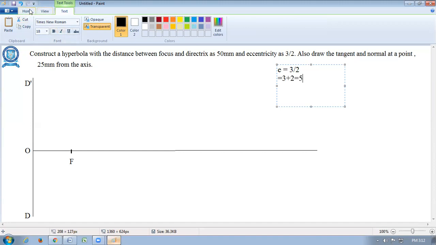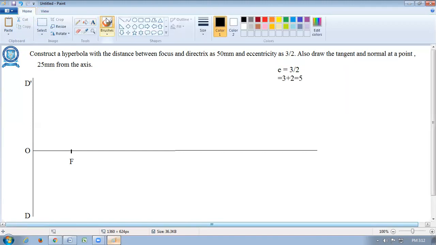Take a compass, take a measurement of 10 mm and cut 5 points on this OF. Five points from O to F. From these 5 points, we are going to select the vertex.